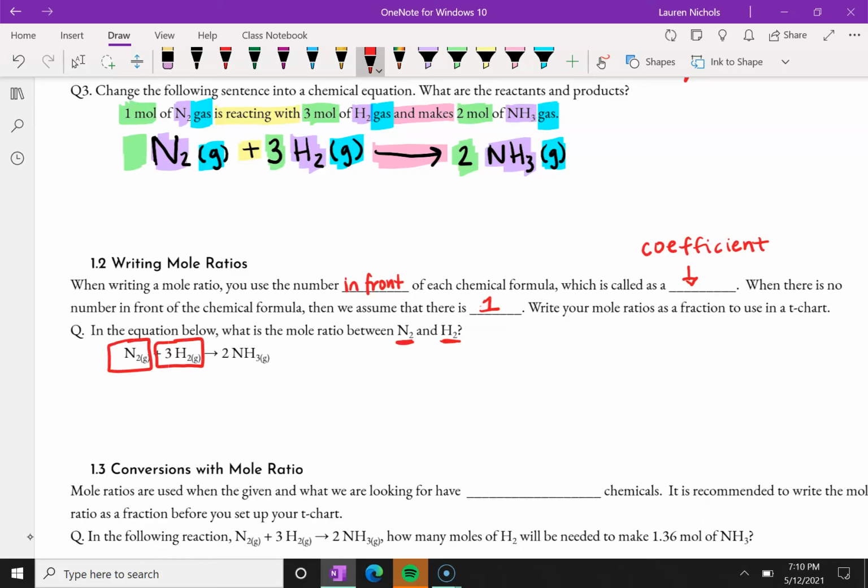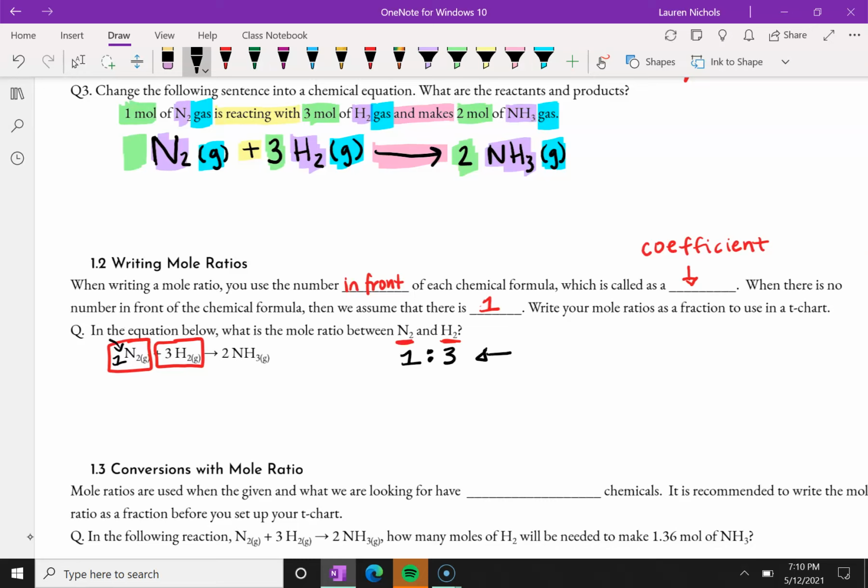I can ignore the NH3. I don't need to look at it because it's not part of this question. It's extra information. And so I know that in front of nitrogen, there's no number, and so that means there's a 1. So I can write my fraction or my mole ratio as saying 1 to 3, like that.